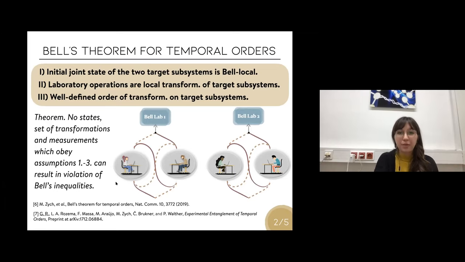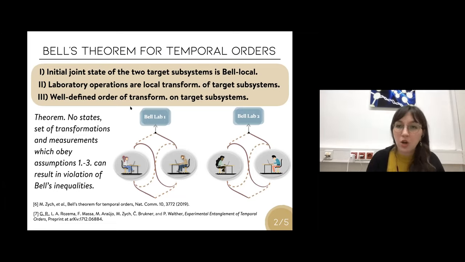The idea is the following. I'm going to now present to you some assumptions. And in the paper we also demonstrate that if all these assumptions are verified, then one should not be able to violate a Bell inequality with the target system at the output. Then I will violate the Bell inequality with the target system at the output experimentally. And this will tell me that at least one of the assumptions must be wrong. And so I will then proceed to study each of the assumptions.